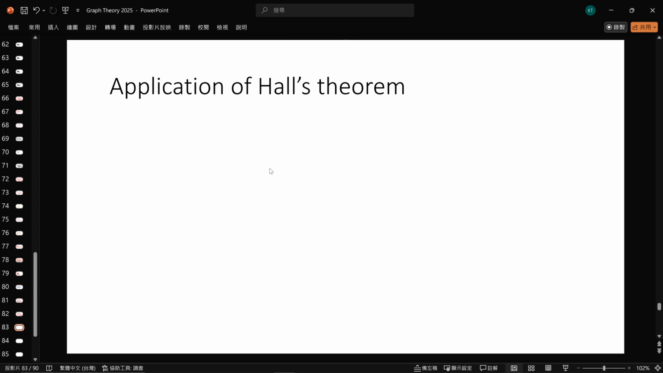Okay. And next, we claim that there is a matching that saturates X. So combining with the previous claim that the size of X equals the size of Y, we get that there's a perfect matching. And for this claim, we're going to use Hall's theorem.